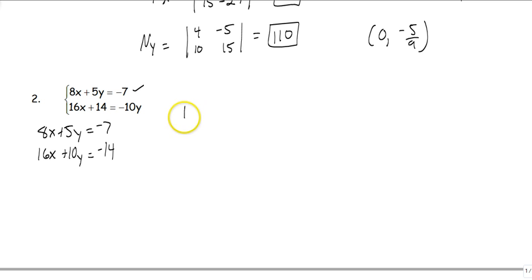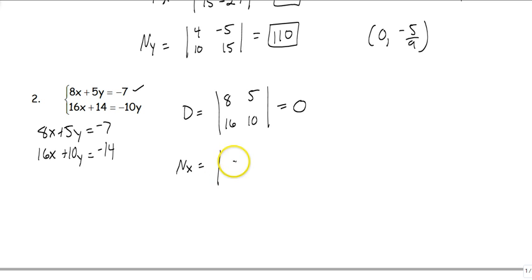Okay. First one though, we always just start with the coefficients in front of the x's and y's. 8, 5, 16, and 10. Well, 8 times 10 is 80, minus 16 times 5, which is also 80, so D is 0. N sub x. We put, instead of 8 and 16, which were our x's, the numbers in now. Negative 7, negative 14, and we keep the 5 and the 10. You get negative 7 times 10 is negative 70, minus a negative 70, that becomes plus 70, and that is also 0.